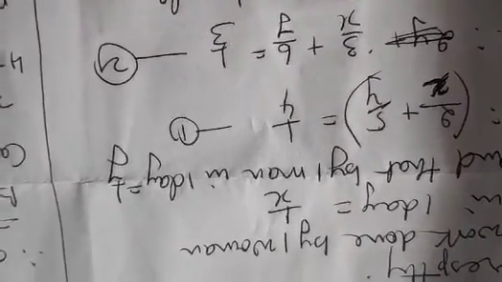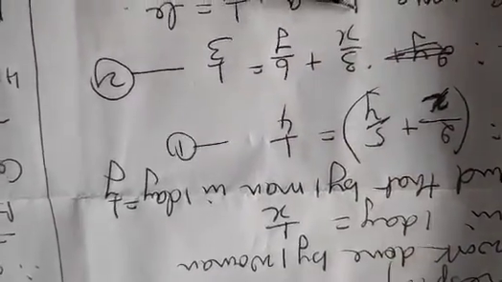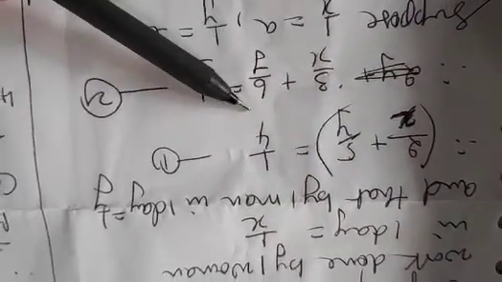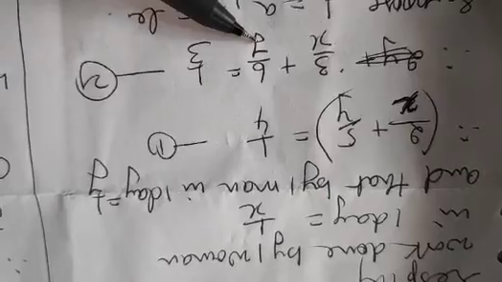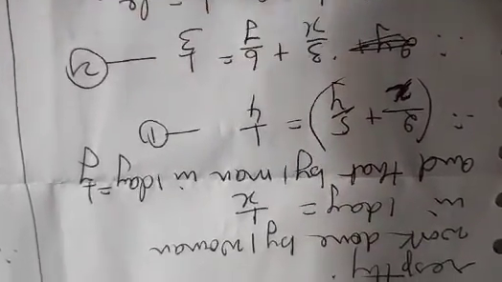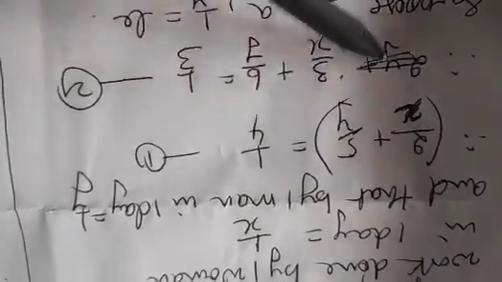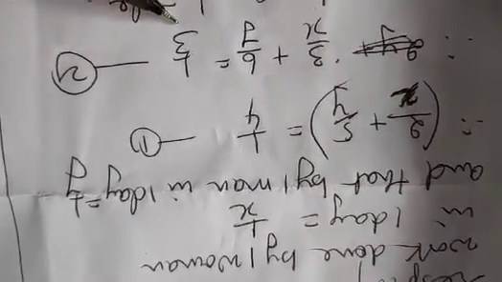3 women and 6 men completing in 3 days. So 3 women, 3 by x work will be done. 6 men, 6 by y work will be done. Together in 1 day. So 3 days, 3 into this complete bracket, or that 3 will be brought on the other side, 1 by 3.